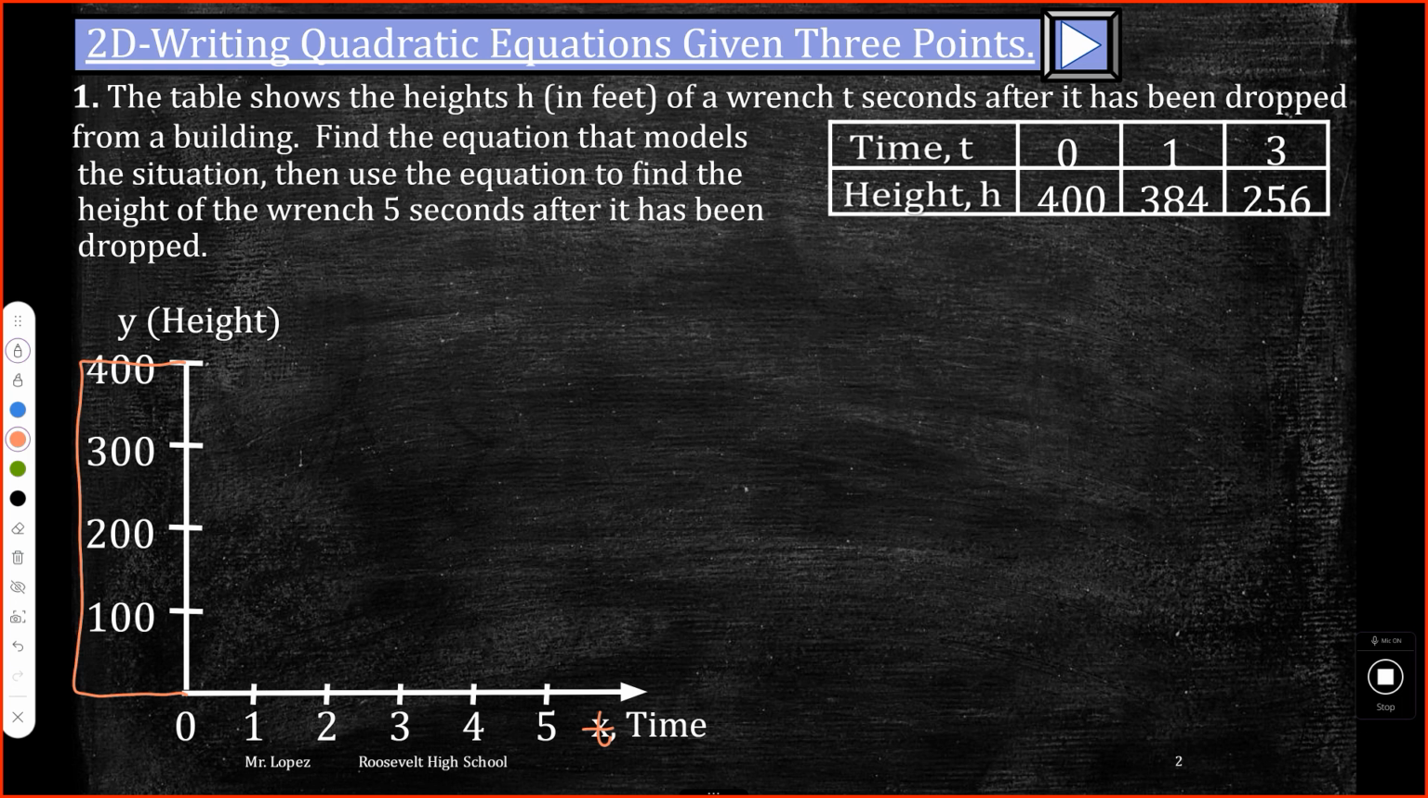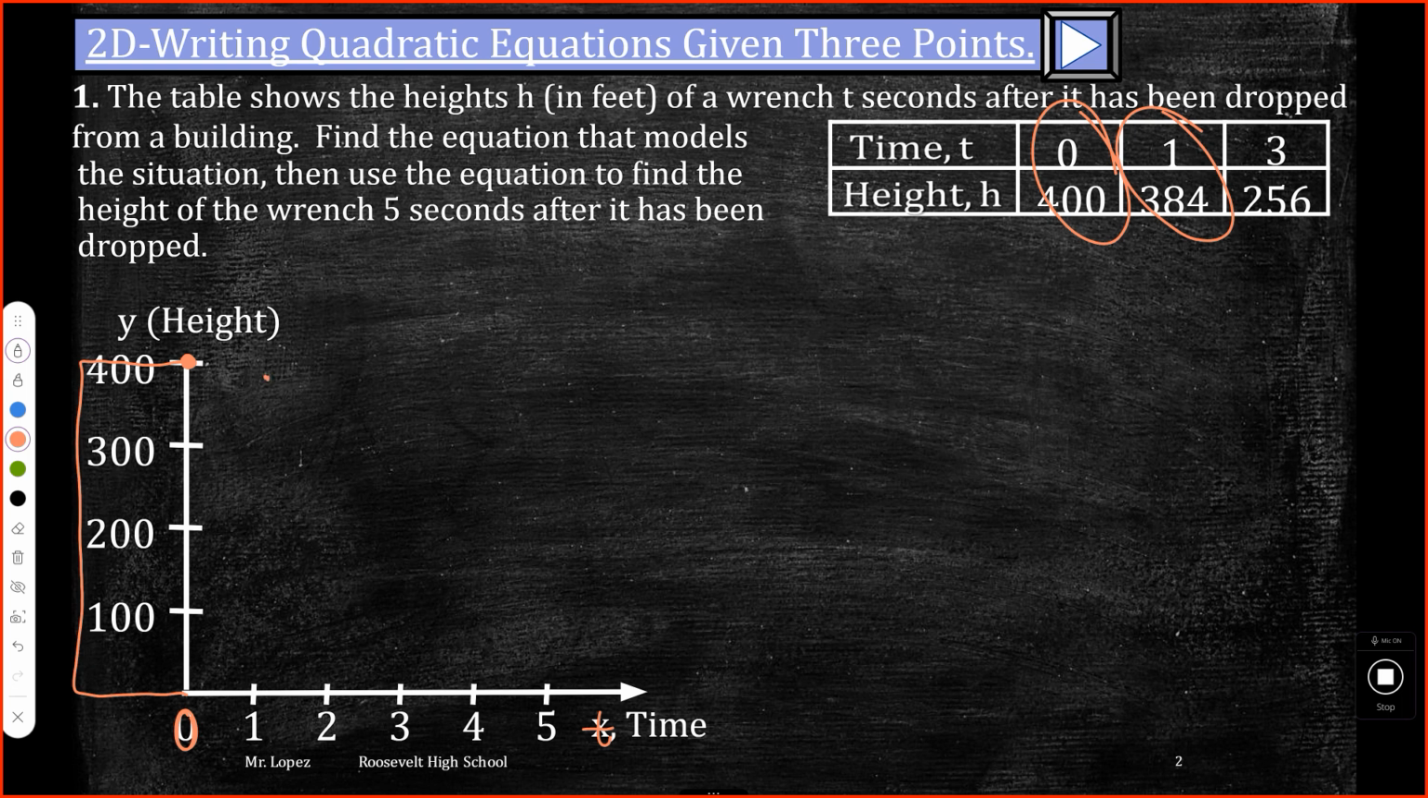So at time t equal to 0, how high off the ground is the wrench? It is 400 feet, isn't it? At time equal to 0, 400 feet. So here's where the wrench is at. At time equal to 1 second, how high off the ground is the wrench? 384 feet? Yes? So at time equal to 1 second is 384 feet, maybe somewhere right here.